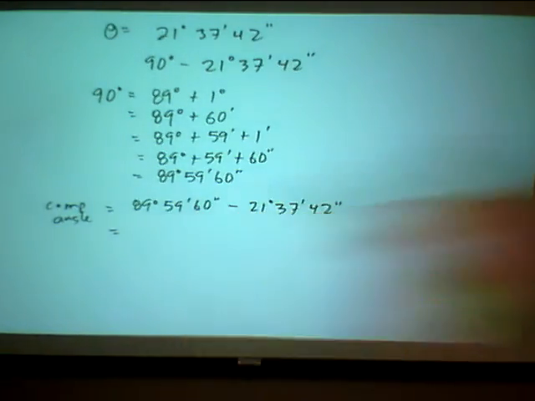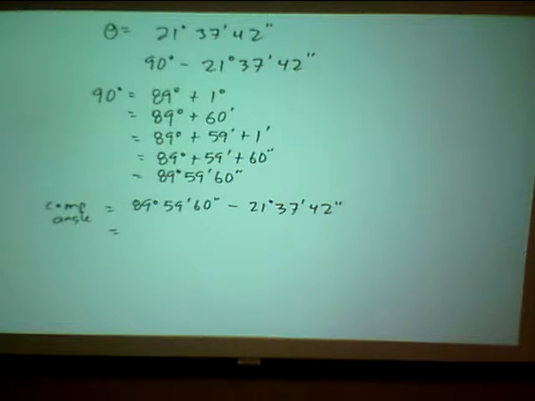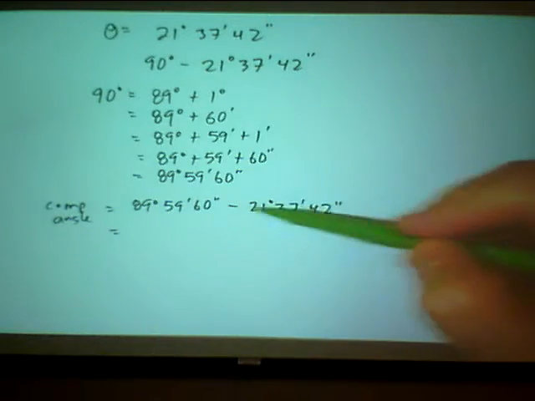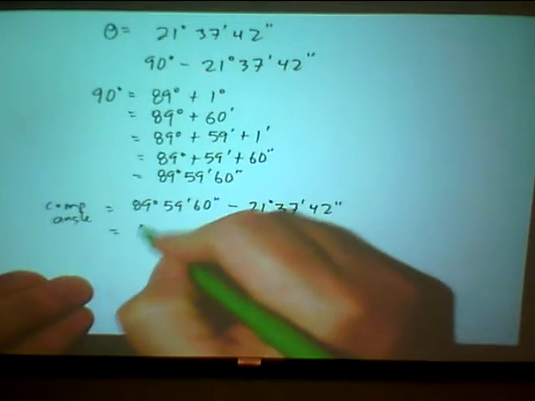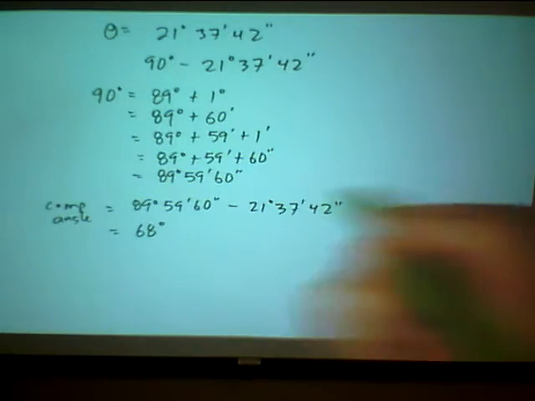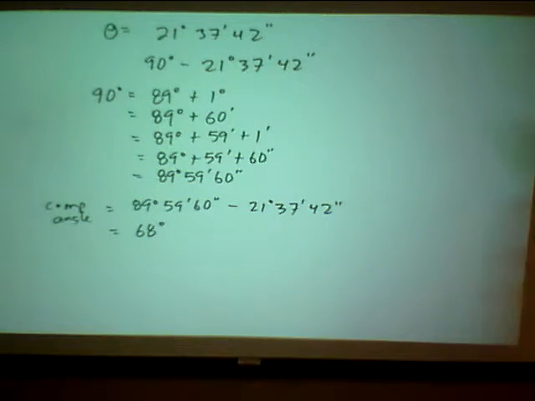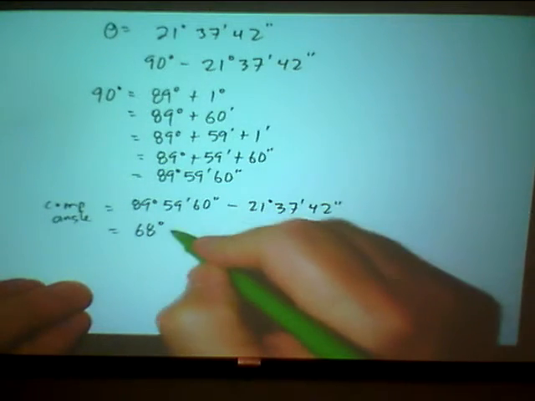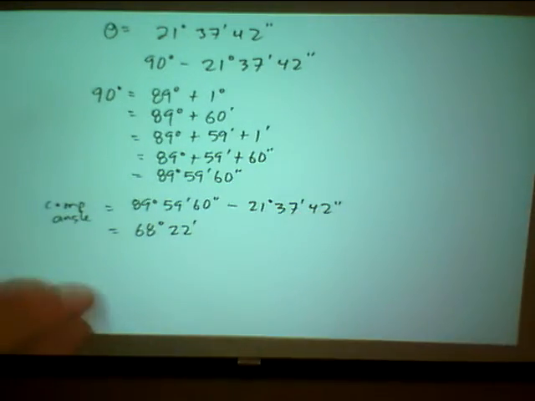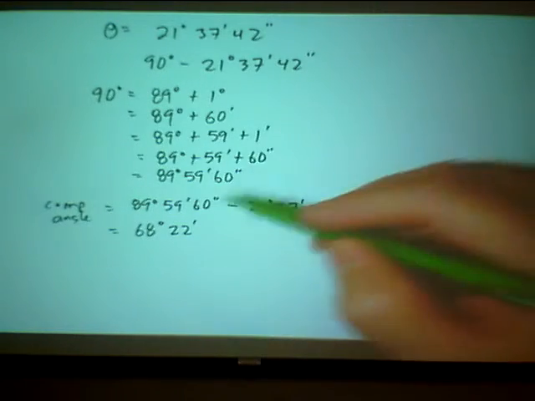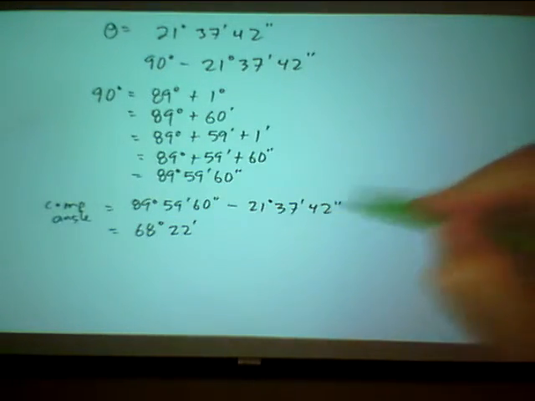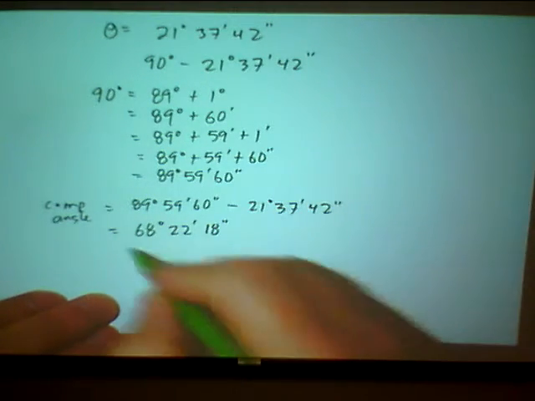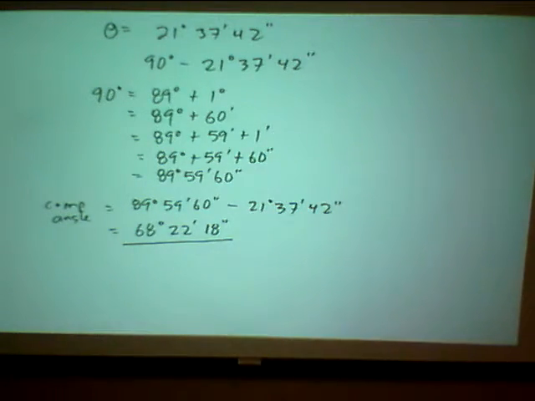So now I can subtract each piece of this one at a time. In other words, I can say 89 degrees minus 21 degrees is 68 degrees. And I can say 59 minutes minus 37 minutes is 22 minutes. And then I can say 60 seconds minus 42 seconds is 18 seconds. Okay, so there we have the answer.